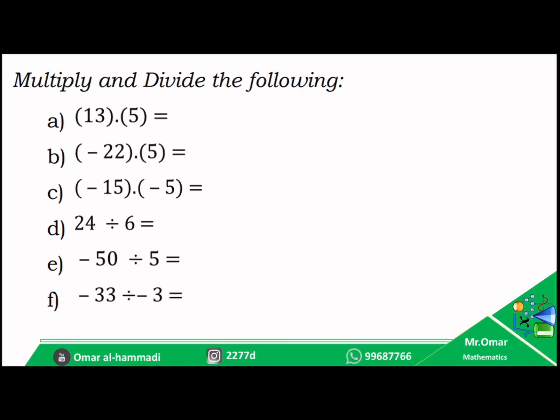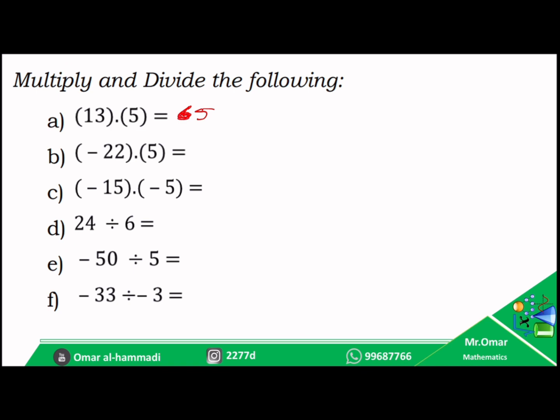Okay, let's see now these examples. Multiply and divide the following. 13 multiplied by 5 gives us what? 65. This is an easy one. You can do it easily, even by using the calculator. It's okay, but yes, you have to see about the signs.